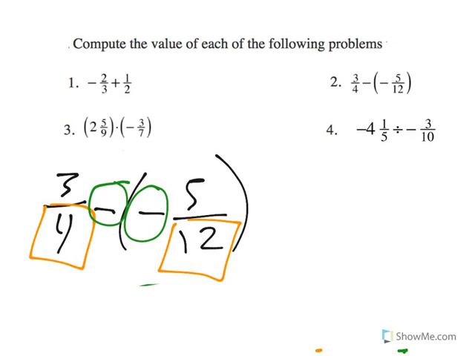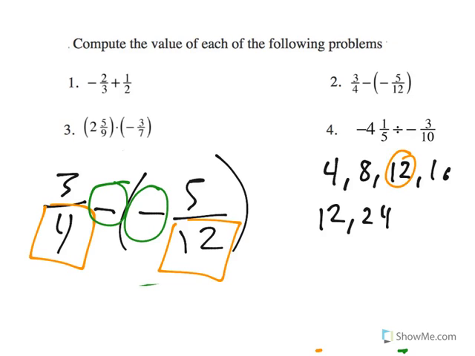But what do we got to do with the denominators? Are they the same? No. What does 4 and 12 have in common? Multiply 4 by 3. Wait, so if we look at the multiplication table of 4, we have 4, we have 8, we have 12, and 16, correct? If we look at the multiplication table of 12, we have 12, 24. Oh, we got something in common. They both have 12 in common, right? That's the smallest number they have in common?